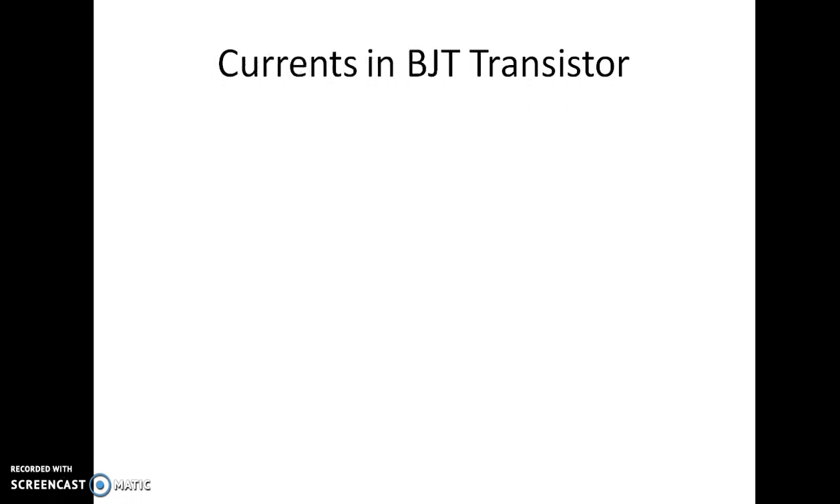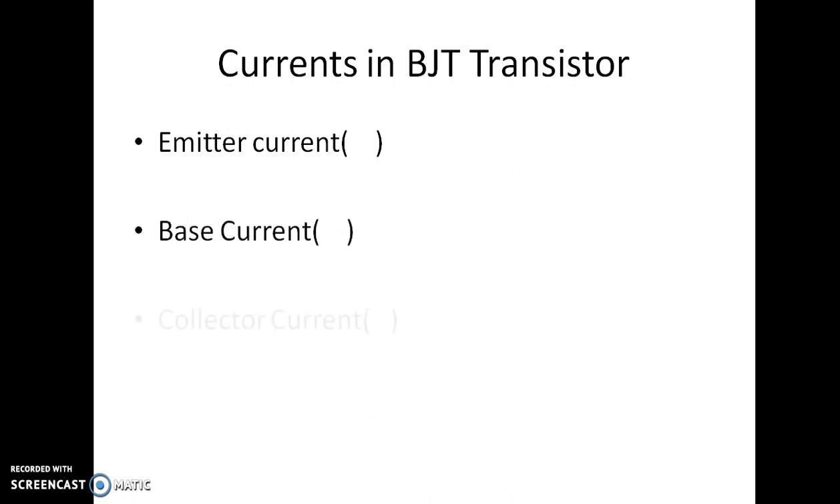So first, currents in the transistor. There are three types of current: emitter current, base current, and collector current. Emitter current is denoted by IE, base current by IB, and collector current by IC. Now next, emitter current.